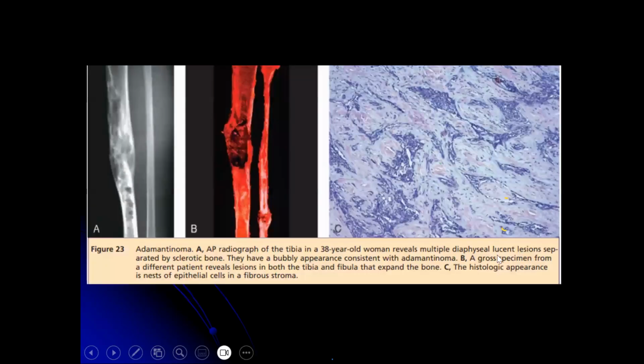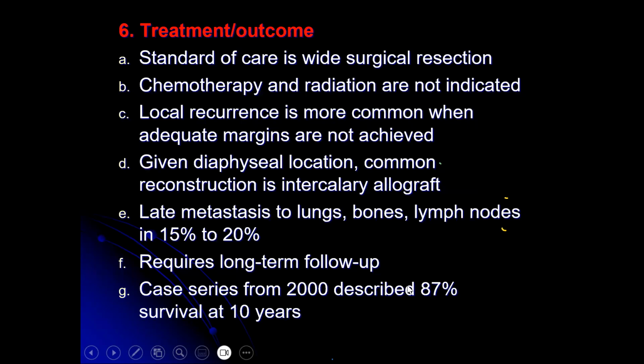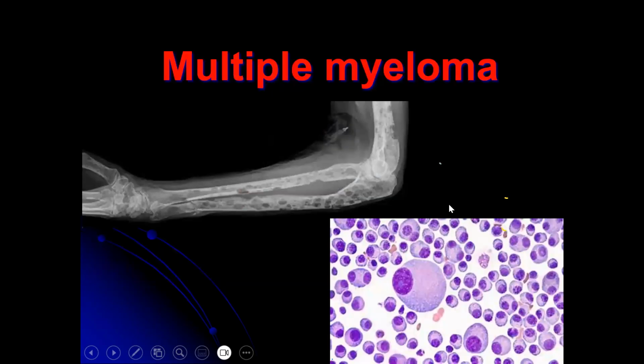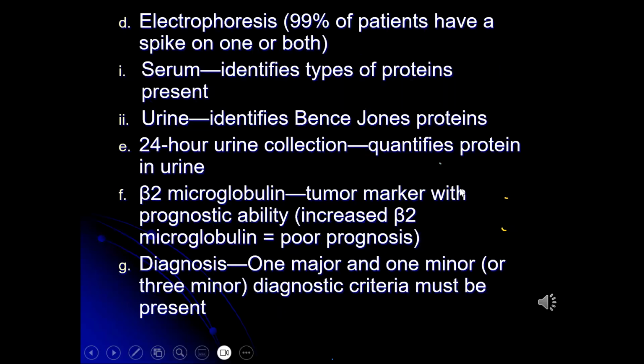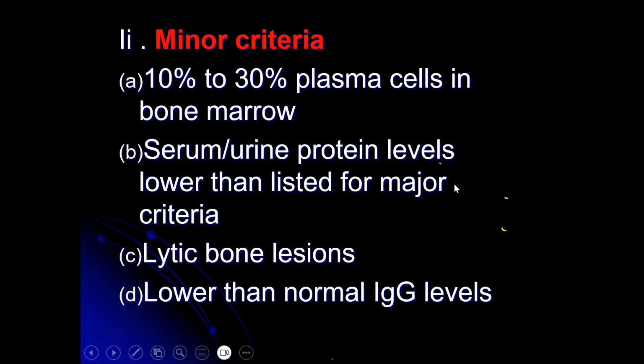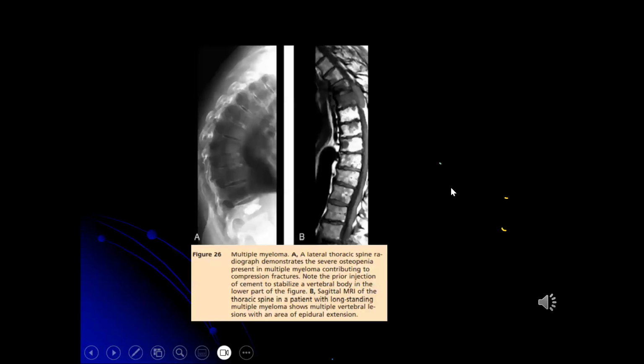Multiple myeloma, you all know, it's a round cell proliferation, plasma cells. It involves the immunoglobulins, IgG and IgA, and it occurs in the elderly. It is the most common tumor of bone. It starts with multiple punched out osteolytic lesions. Electrophoresis helps you in making the diagnosis. Let's see over here, these are multiple myeloma. It involves the vertebra quite commonly.